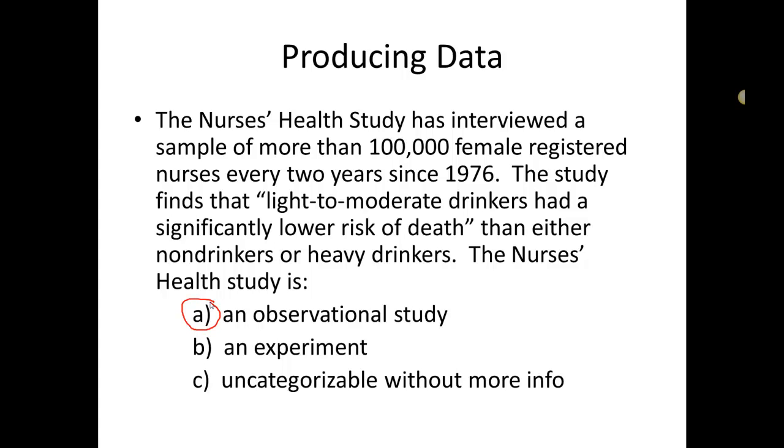So this one's an observational study because all they did was interview these nurses. They didn't apply any sort of treatment to them. They're just observing them through the years. So remember, one of the key differences between observational study and experiment is that in an experiment, you can use your results to show a cause and effect relationship. Whereas in an observational study, you have to be really careful. There's often lurking variables in observational studies, so we cannot prove a cause and effect relationship with an observational study.